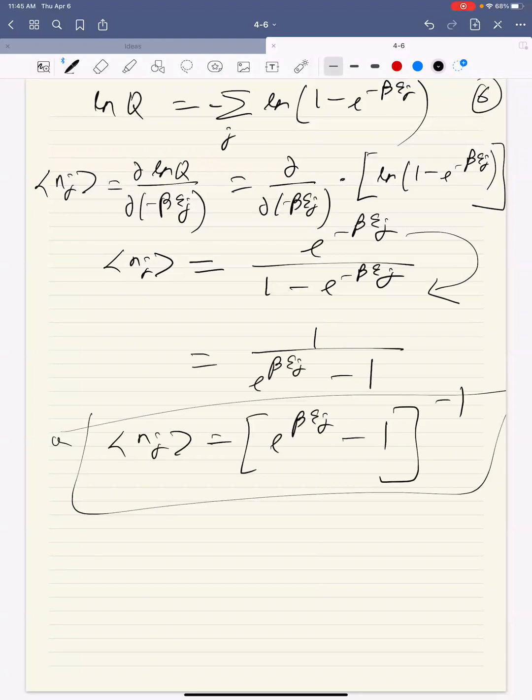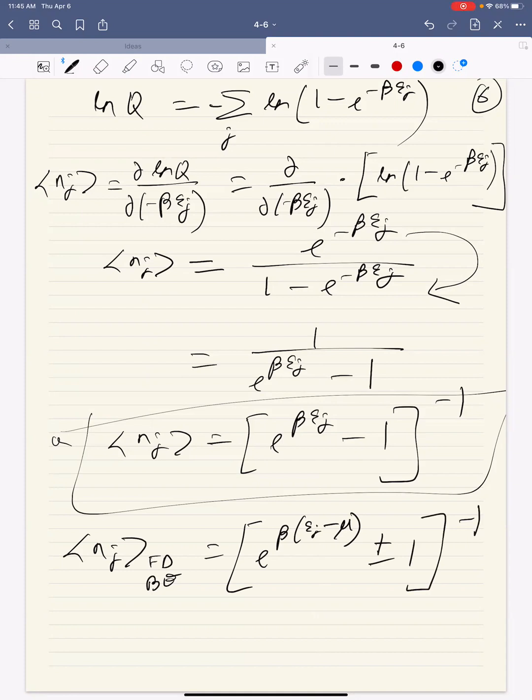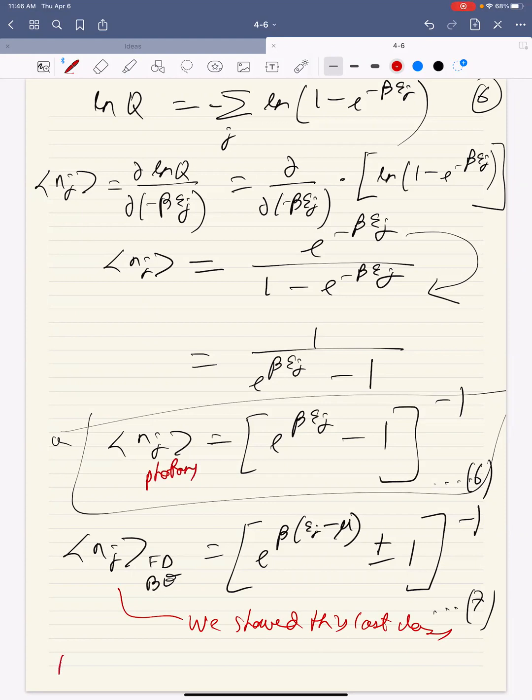And if you remind yourself of the expression we derived for Fermi-Dirac and Bose-Einstein, that looked like e to the power beta (epsilon j minus mu) plus or minus 1, to the power minus 1. So this equation, which is equation number 6, if you compare with equation number 7, we showed this last class. What conclusion can you draw? This is nj for photons. So what can we conclude? Photons are bosons with mu equal to 0. They don't have a chemical potential.